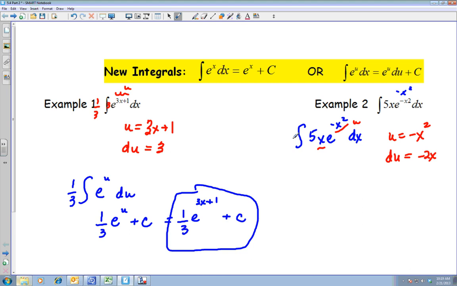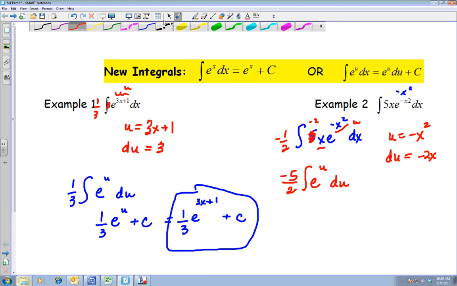So look, we can take that 5 out in front. So now my 5 is gone. But I still need a negative 2 there. So I can put my negative 2, but if I put a negative 2 there, I need a negative 1/2 out in front. If I put a negative 1/2 out in front and I already have a 5 there, that's going to change this to negative 5/2. So I have my negative 5/2. Here's my du, negative 2x. So I'm going to rewrite the problem as e to the u du.